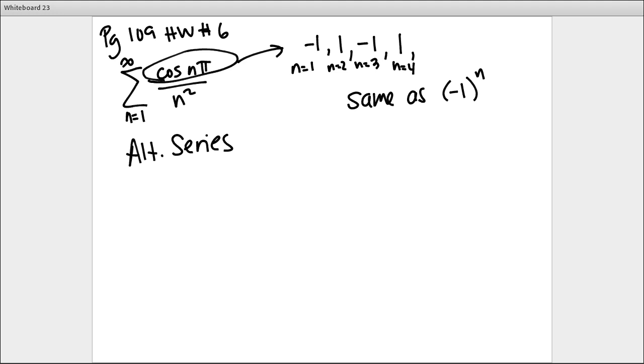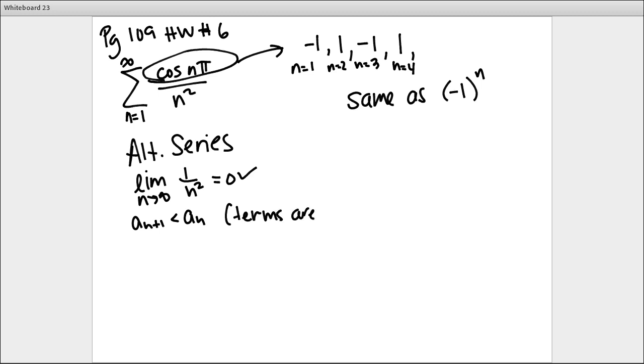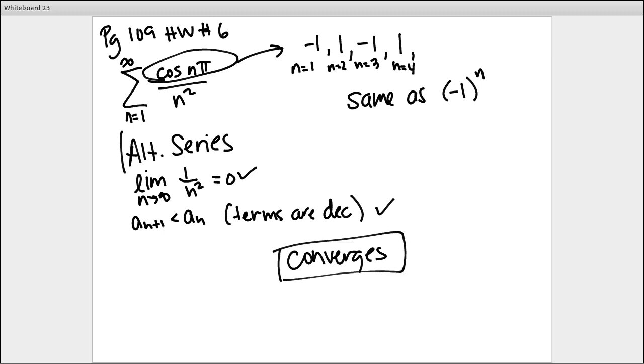Because the terms end up being, the first term negative, second term positive. So it's definitely an alternating series. You see, does this 1 over n squared go to 0? And sure enough, it does. And then are the terms decreasing? This is the notation for it, but that just means terms are decreasing. And so, yep, that means this converges. We use the alternating series test.